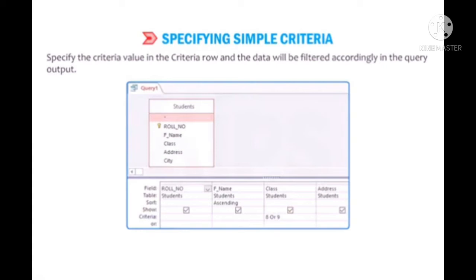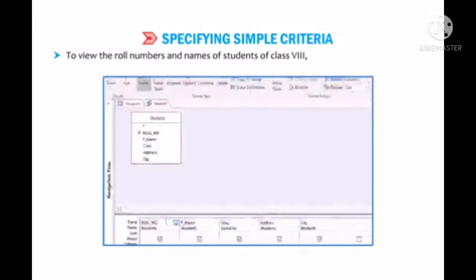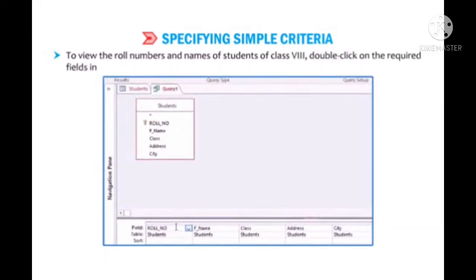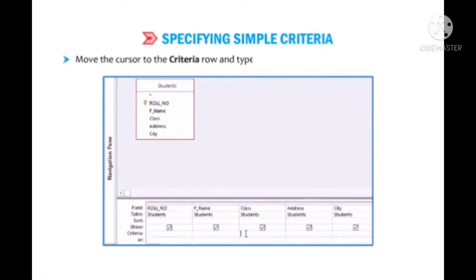To view the roll number and names of students of class 8, double click on the required fields in the table. Move the cursor to the criteria row and type the criteria 8 in the class field column. Click on the sort property in the father's name FNAME column and set it to ascending order. Click on the close button of the query window to save the query.